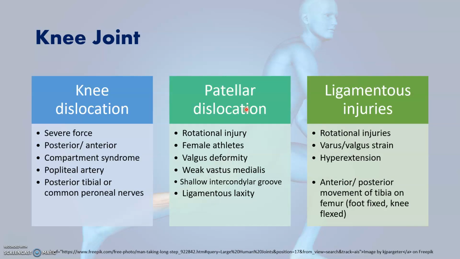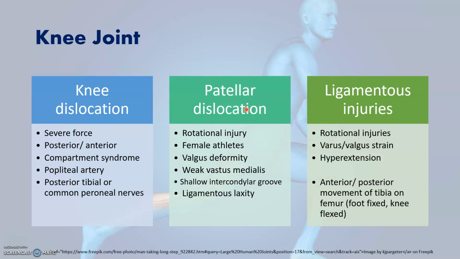So just to look at these injuries in a bit more detail. Knee dislocations are not very common. They're due to severe forces on the knee, and they're usually posterior or anterior. Because of the force applied and the amount of damage done, they are associated with compartment syndrome, injuries to the popliteal artery, or injuries to the posterior tibial or common peroneal nerves.